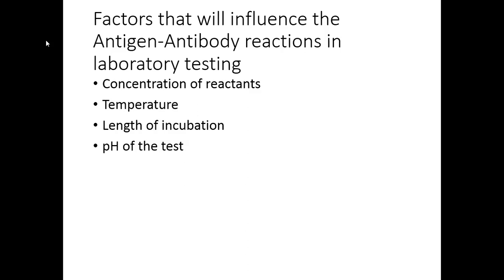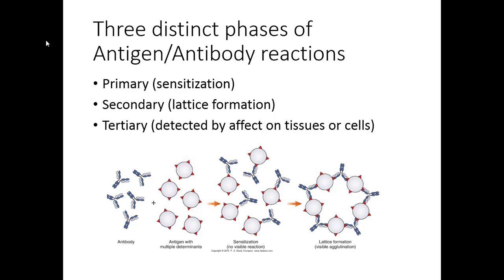So we're going to focus primarily on the concentration of antigen and antibody in the test first. But for a minute, we need to just look at a couple of the phases of antigen-antibody reactions before we start talking about anything beyond simple binding. So when antigens and antibodies get together and they have that initial reaction, there are three distinct phases of antigen-antibody binding. The first is called sensitization.